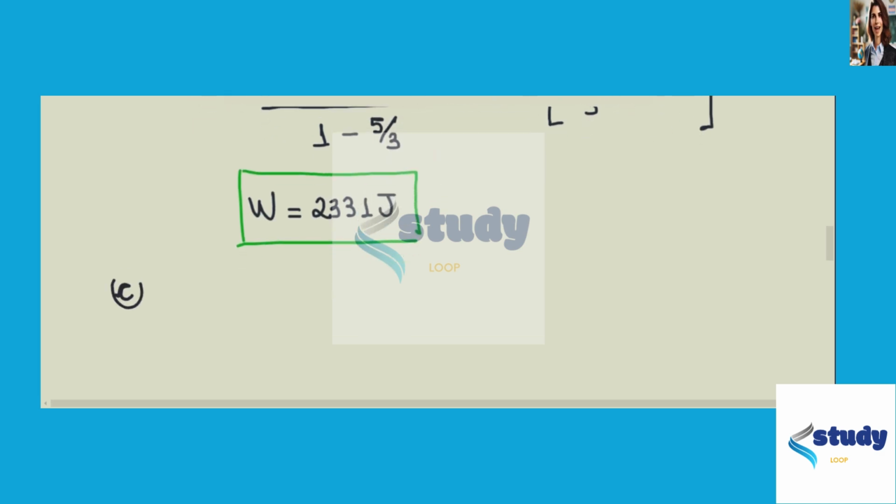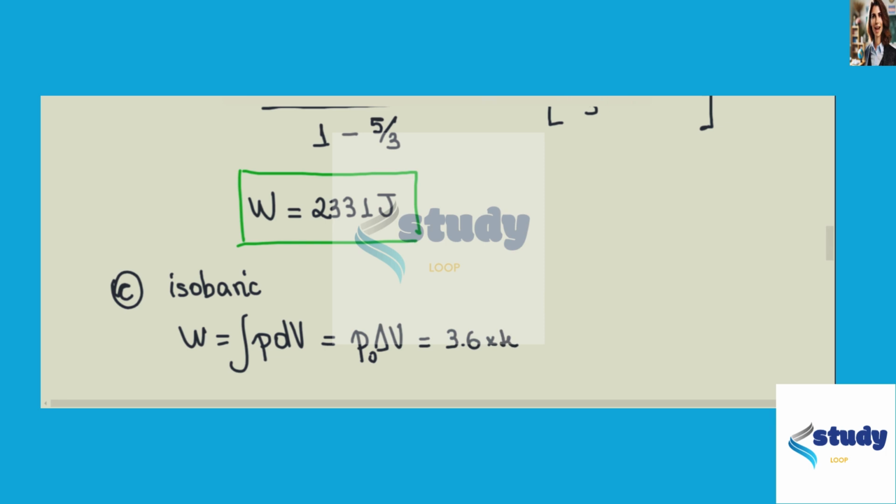Okay, then in question C, we have to calculate W if the process were isobaric, which means that the pressure would be kept constant. This is the easiest case of all because the pressure is constant, so we can just pull it out of the integral. This actually should be delta V instead of dV. P0 is 3.6 times 10 to the 5th, and delta V is 2 times V0 because it's 3 V0 minus V0.